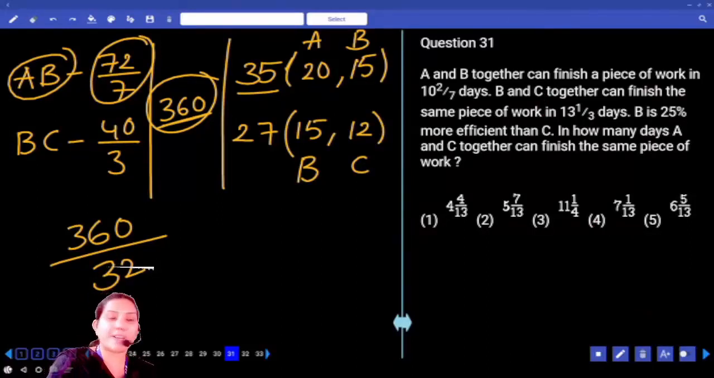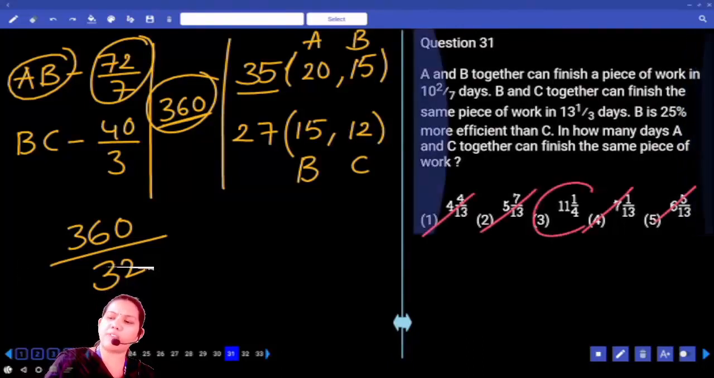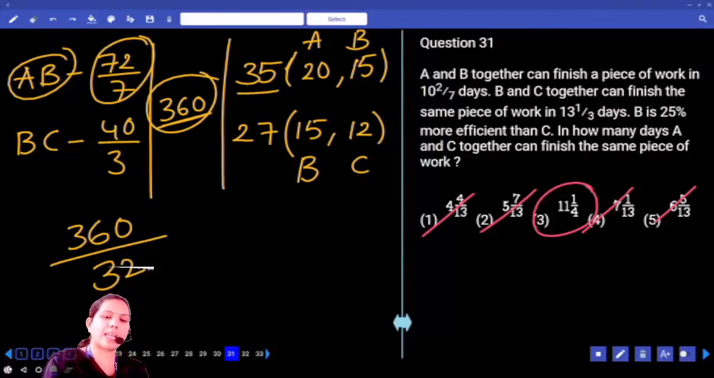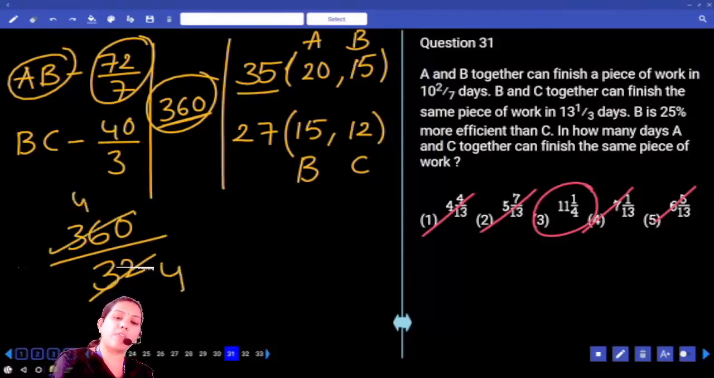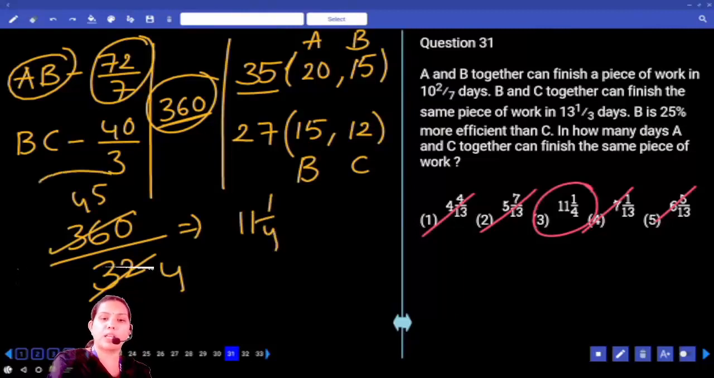So the denominator of your answer must be a factor of 32. First option, divided by 13. Is it a 32 factor? No, so the first option is not your answer. Second not, fourth not, fifth not. So the answer is 11 1/4. Or directly, the 8 table, 4 times 8, 45 by 4 means 11 1/4. 11 1/4 days.